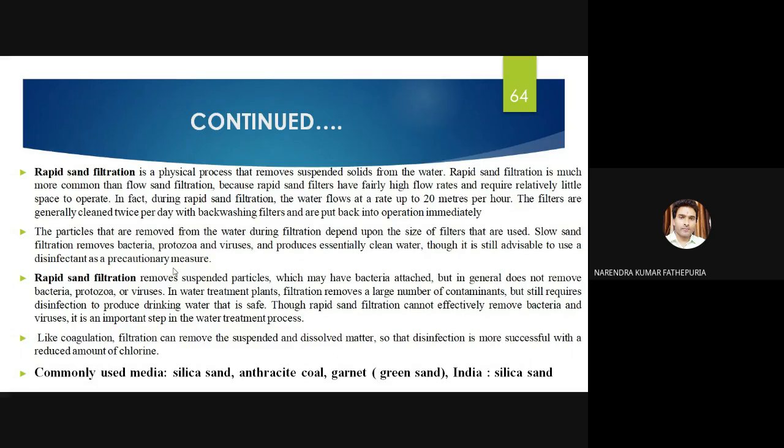Like coagulation, filtration can remove the suspended and dissolved matter present in the water. And the disinfection process is more successful for reducing the amount of chlorine, which we'll talk about later in the next process. The commonly used media, as I told you, are sand, gravel, silica, anthracite, coal, charcoal, garnet, or green sand. In India, silica sand is very common for rapid sand filtration and slow sand filtration as a filter media.